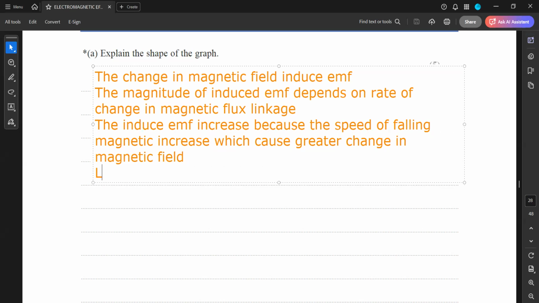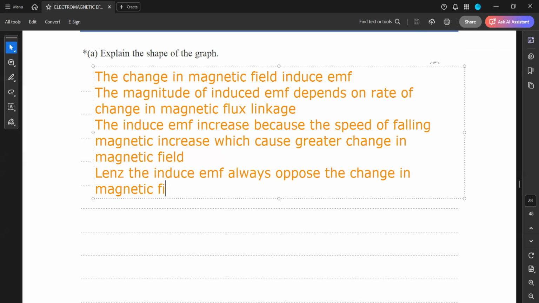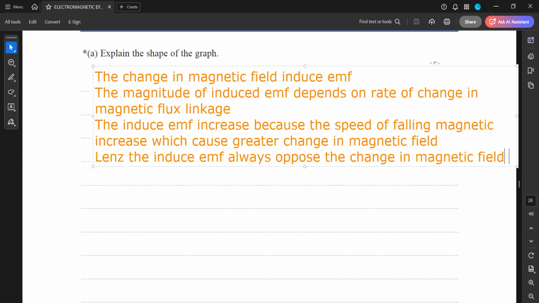Then we have Lenz's law. According to Lenz's law, the induced EMF always opposes the change in magnetic field. So whenever there's an induced EMF, it will try to oppose the change in magnetic field. If the magnetic field is increasing, it will try to decrease. And if the magnetic field is decreasing, it will try to increase.